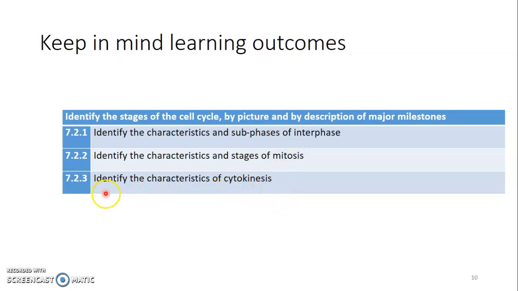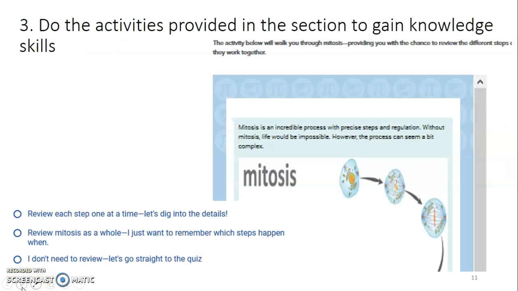Then cytokinesis comes at the very end of mitosis. It's actually not part of mitosis, but you have to divide the cells, because mitosis is all about nuclear division, and cell division is that ending part, cytokinesis. And that is different for plant cells versus animal cells.